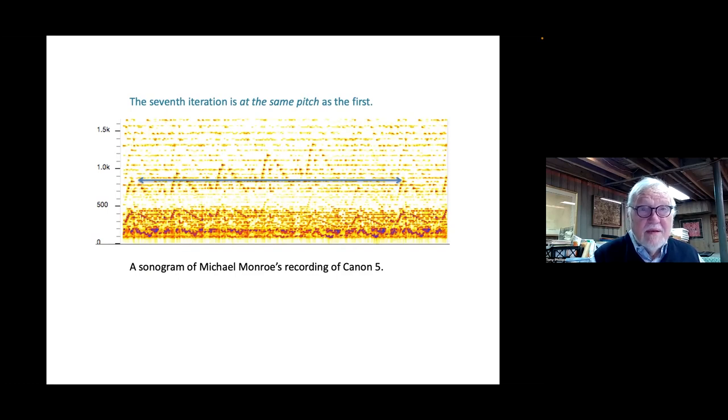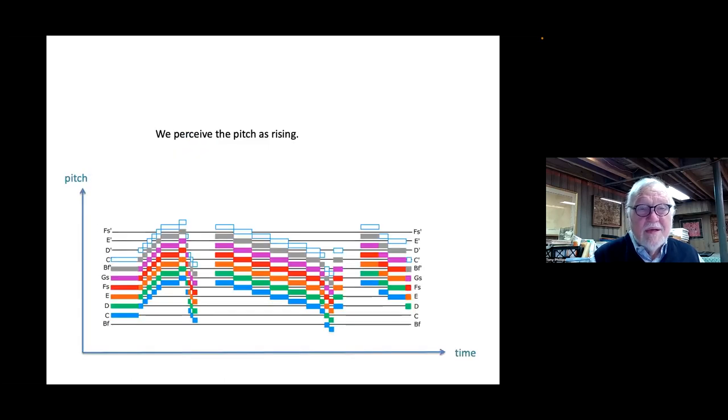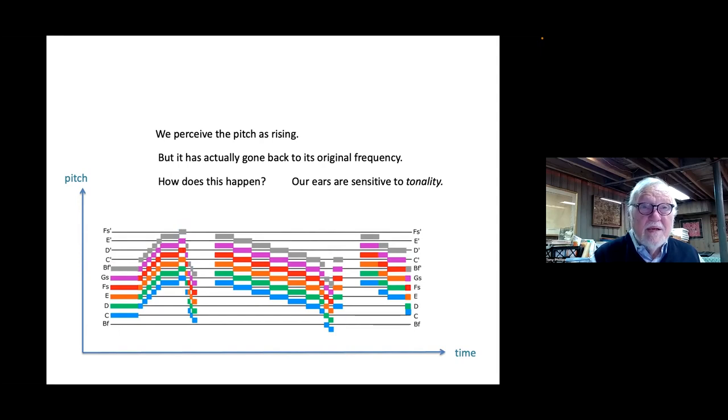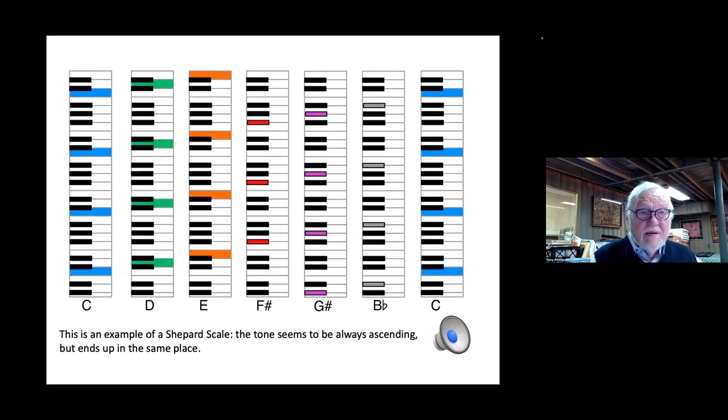So this is an early example of a phenomenon called Shepard tones. We perceive the pitch as rising, right? But our ears, along with being sensitive to pitch, are also, when we listen to music, sensitive to tonality. We're not just rising through pitches, we're cycling through tonalities. So this illusion is called a Shepard scale.